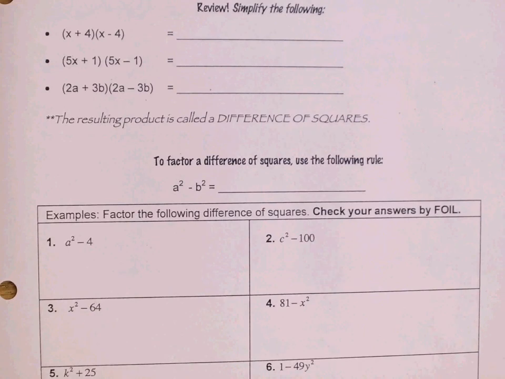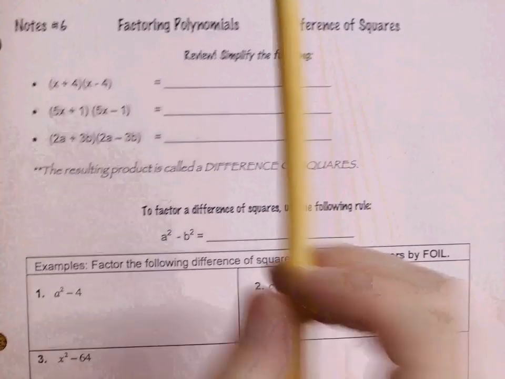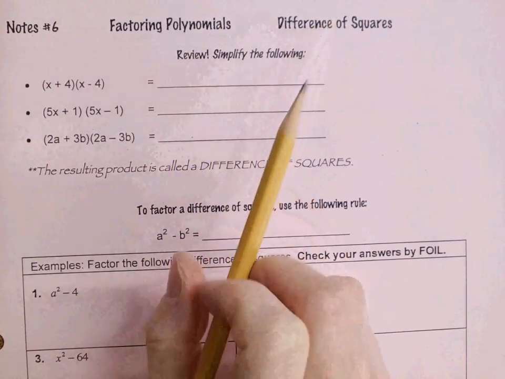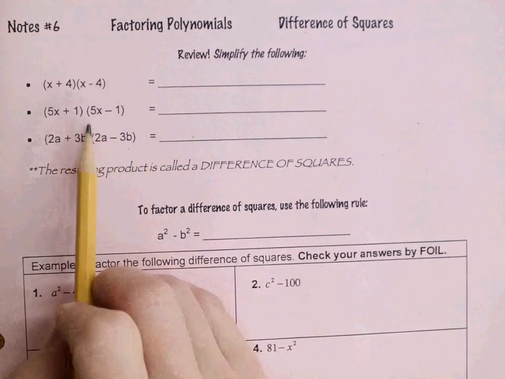Right, so for today's notes, we're going to be talking about difference of squares. This is our second type of factoring. The second type of factoring, again, is titled difference of squares. Before we get into it, we're going to actually find products.